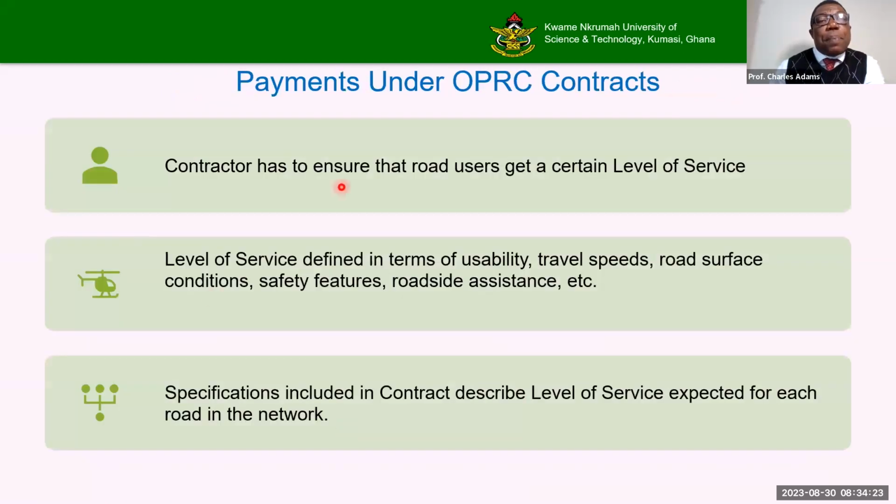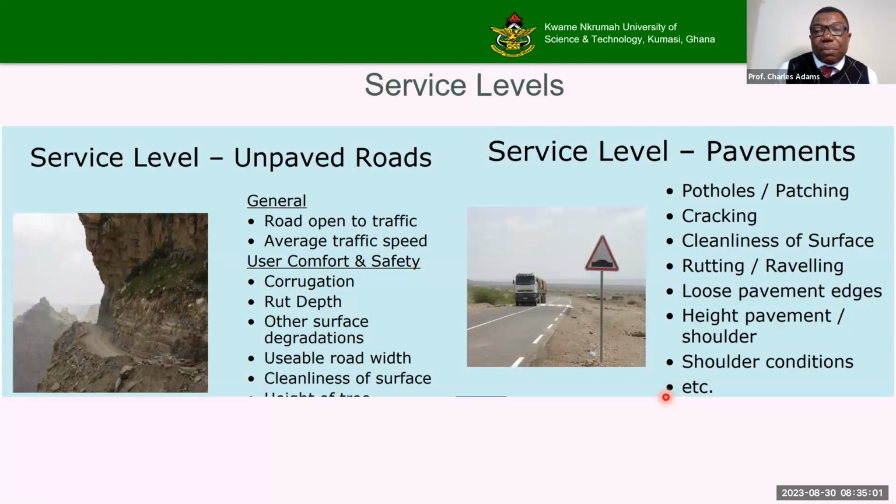Now, here, contractor is paid to achieve service level. And this is defined in terms of how we can use the road, the speeds, or the surface condition, safety features, and then roadside assistance. Now, specification included in the contract describes the service level, so the employer requirements. This time it's not just give me a road with this structural number and so on, but embedded there is the quality, but the service level is more important. And these are examples of service levels for paved and unpaved roads.